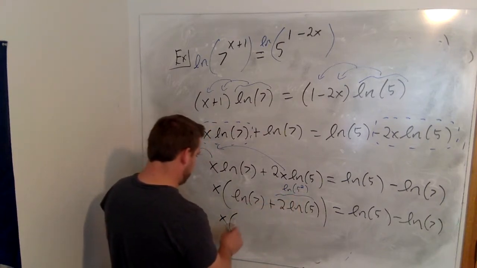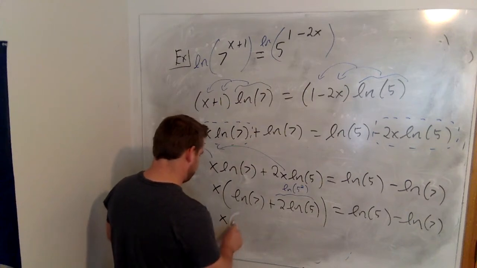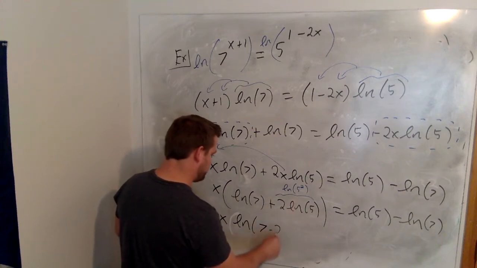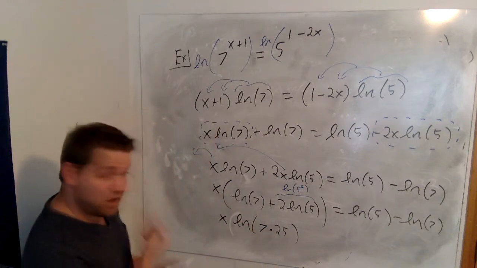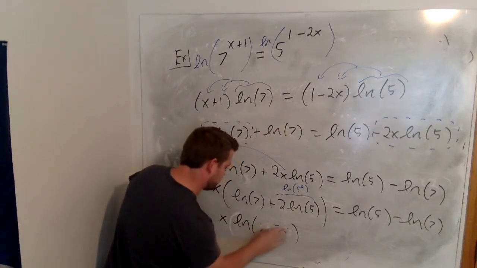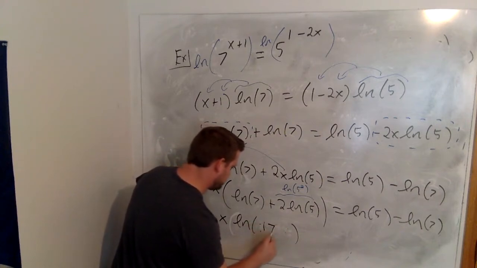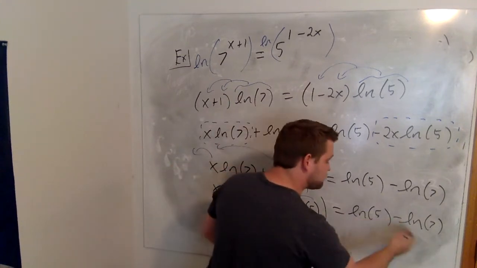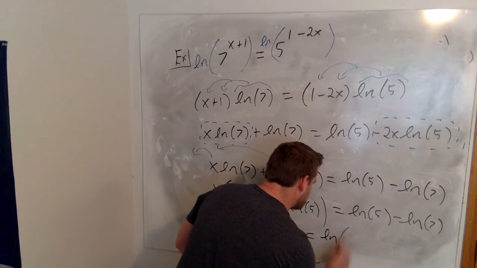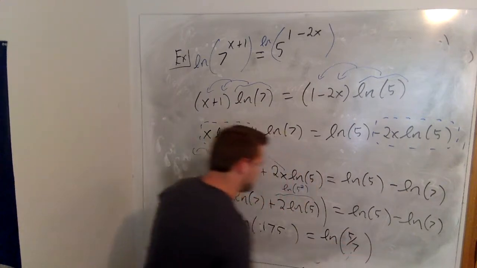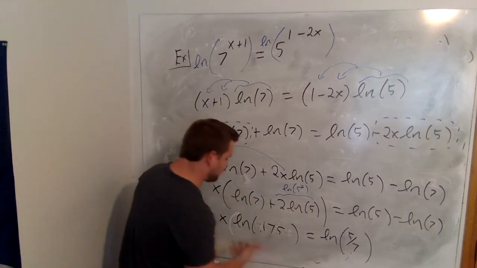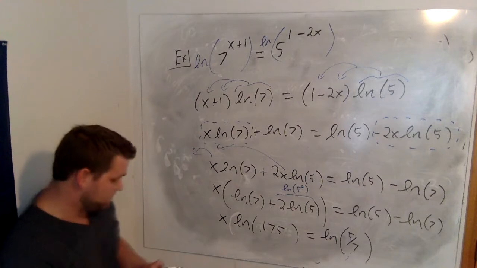So this is the same thing as x times the natural log of 7 times 5 squared. 5 squared is 25. What's 7 times 25? Well, let's see. I think it's 175. So this is the natural log of 175. Okay, what do we have over here? Well, these logs are being subtracted so we can divide. So this is the natural log of 5/7. Okay. So now we can finish the job just by dividing both sides by the natural log of 175.